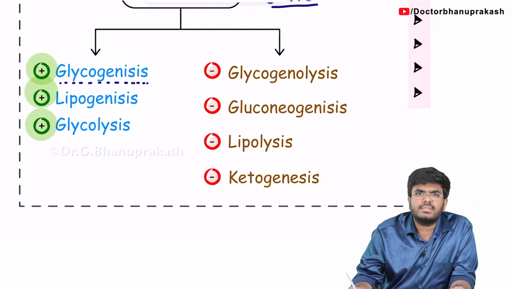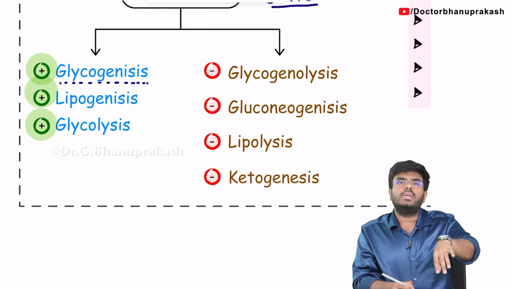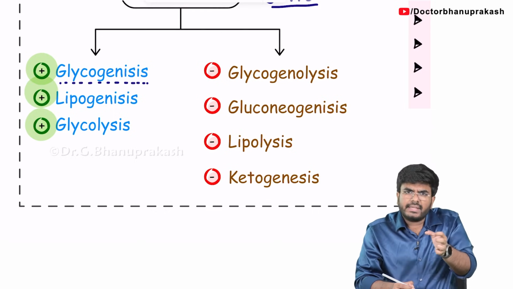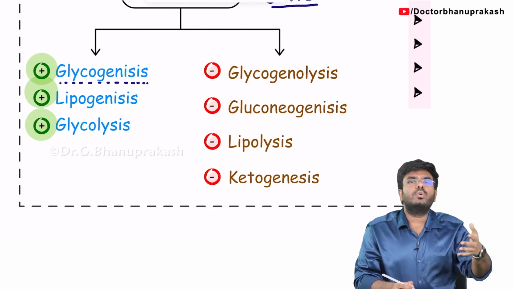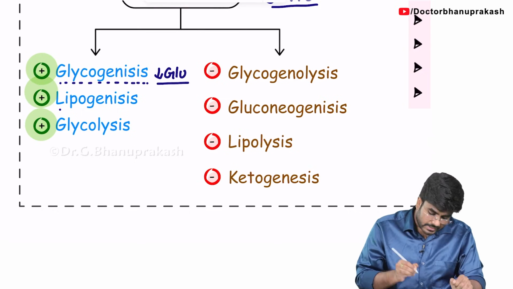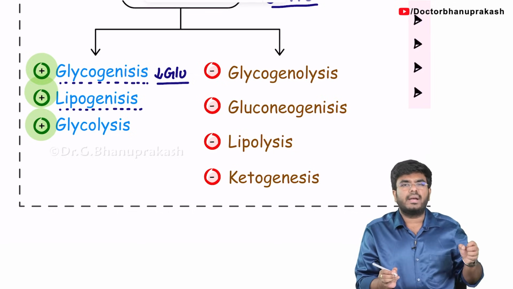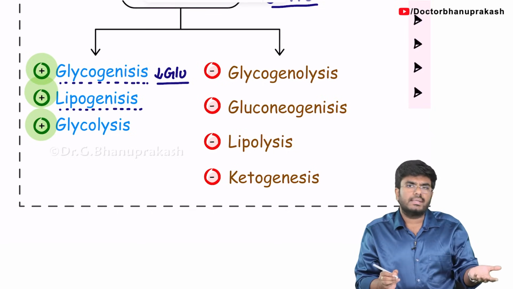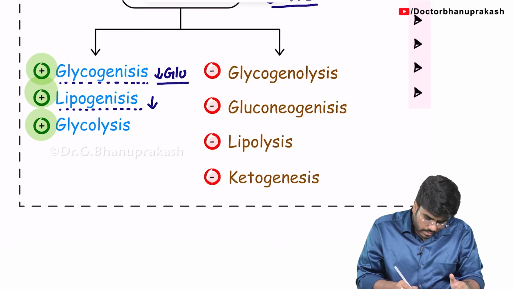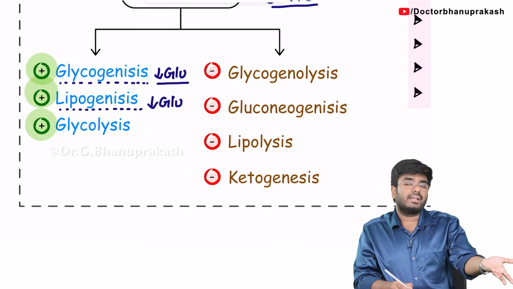Glycogenesis is the conversion of glucose into glycogen. Glucose will be taken from the blood and converted into glycogen. So what will happen to the blood sugar levels? The blood sugar levels decrease. Yes or no? Next, what about lipogenesis? Lipogenesis is taking the glucose from the blood into the adipocytes, converting it into fat. So blood glucose levels decrease, because the glucose is being converted into fat.